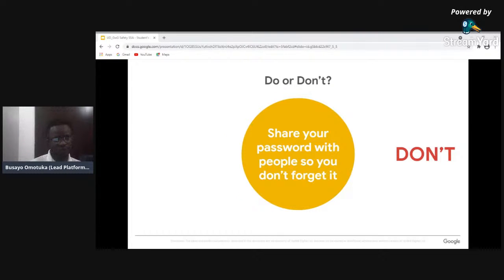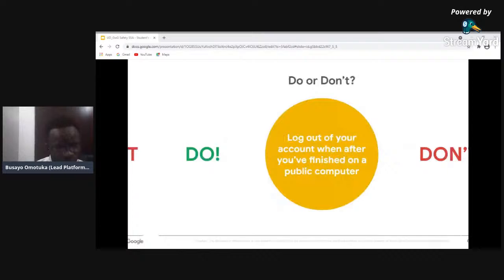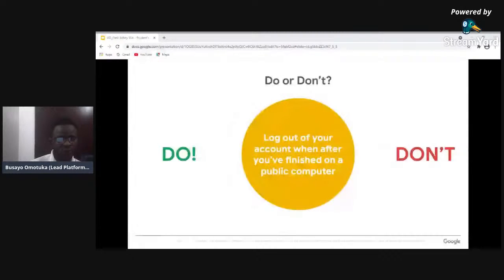So let's move forward. Log out of your account when and after you are done on a public computer. Yes, this is very common. So once you are done using a public computer, make sure you log out from all platforms. Make sure you log out.